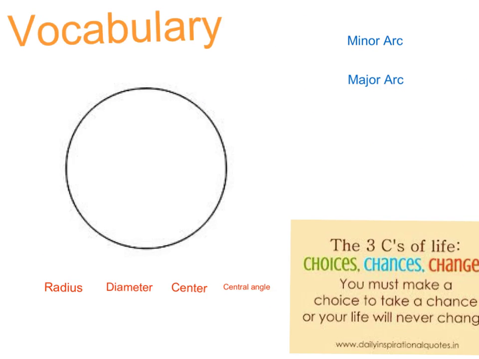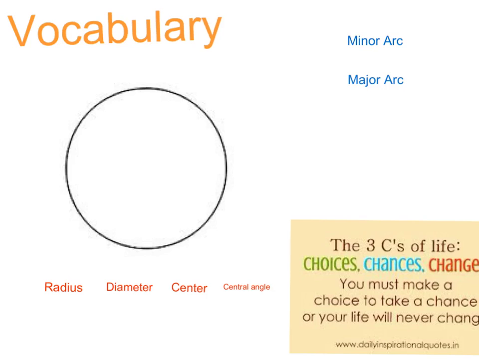So we're going to start today by drawing a circle. And these are the different vocabulary words that we're going to put on the circle. In red, we're going to label the radius, diameter, center, and what a central angle is. And then I'm going to show you a minor arc and a major arc.